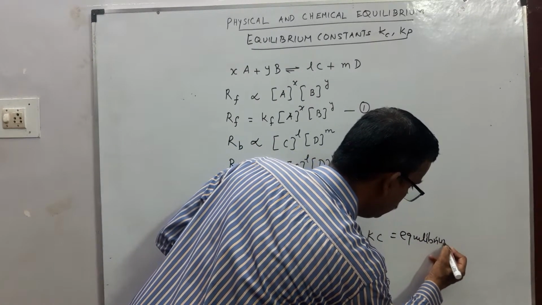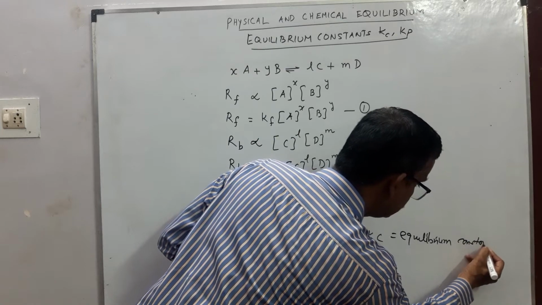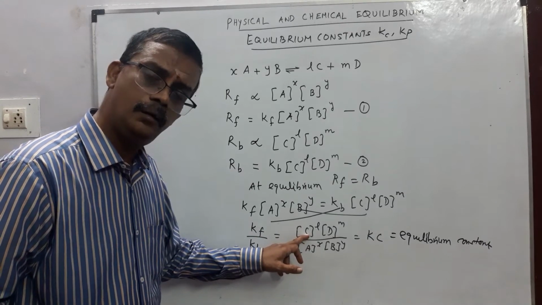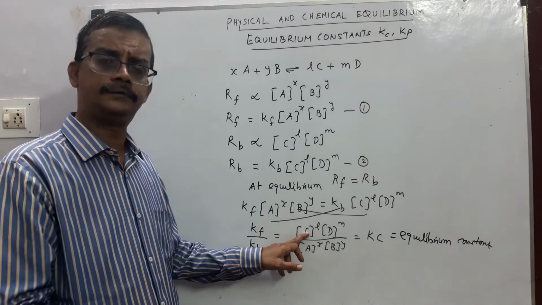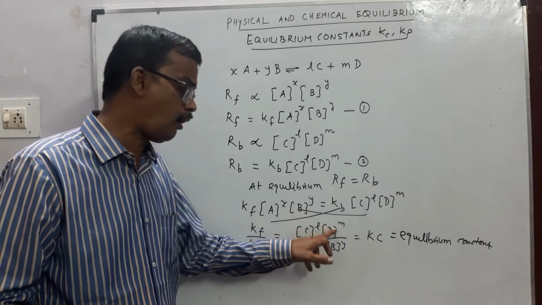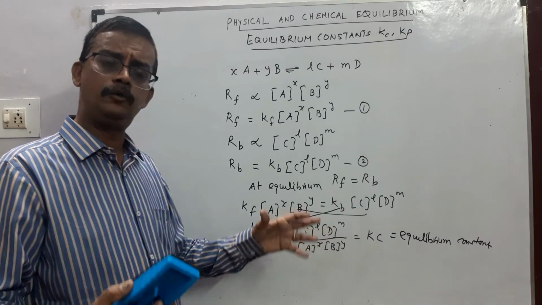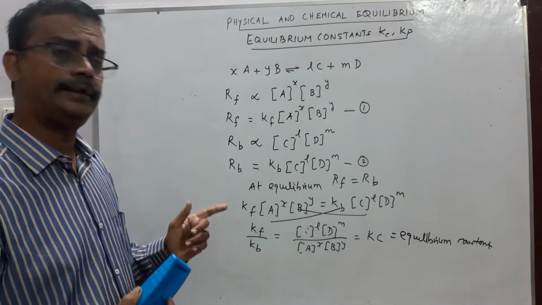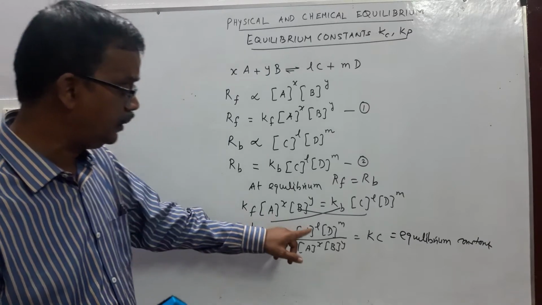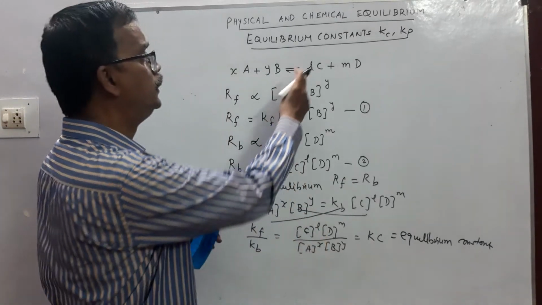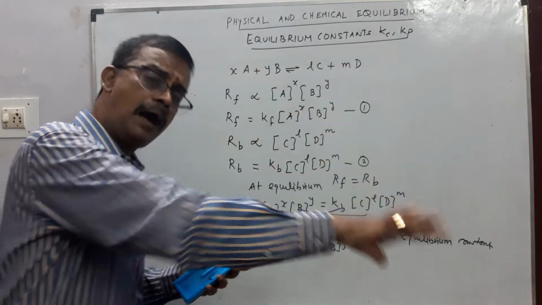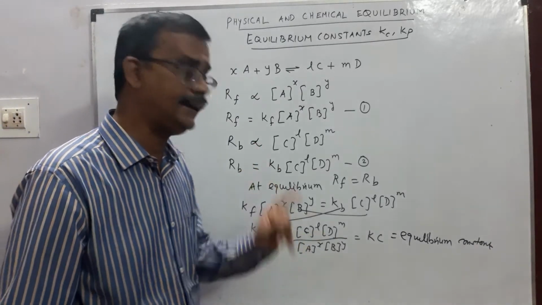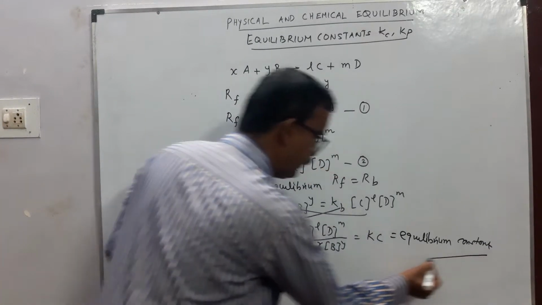Once again I repeat, equilibrium constant means at a constant temperature the ratio between the product of the molar concentration or active masses of the products raised to the respective stoichiometric coefficient in the balanced equation to that of the reactant is a constant. It is known as the equilibrium constant.